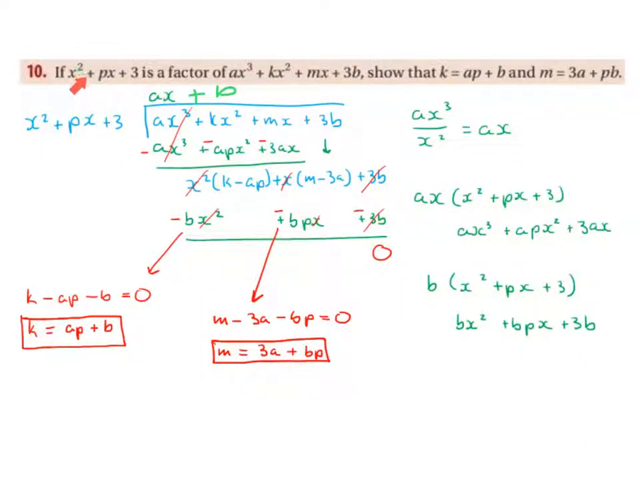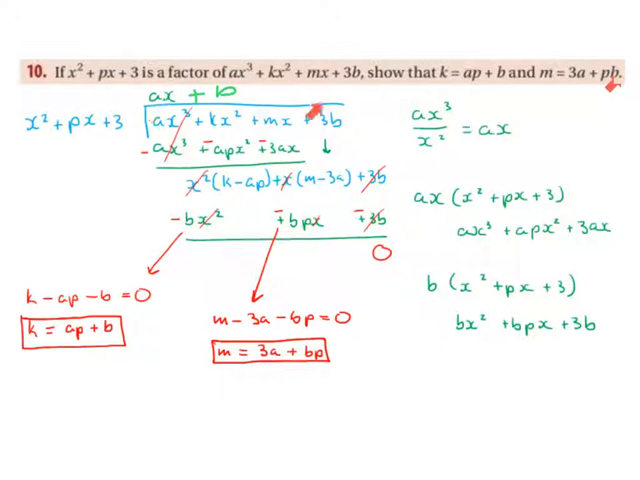If x squared plus px plus 3 is a factor of ax cubed plus kx squared plus mx plus 3b, show that k is equal to ap plus b and m is equal to 3a plus pb.